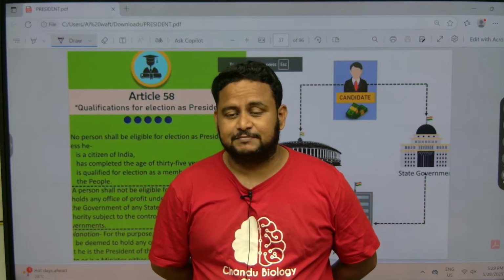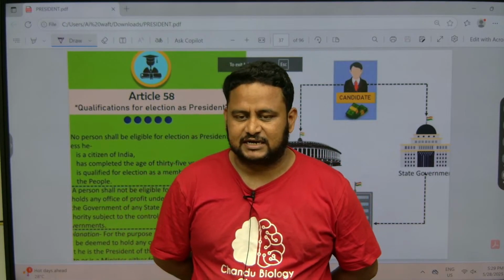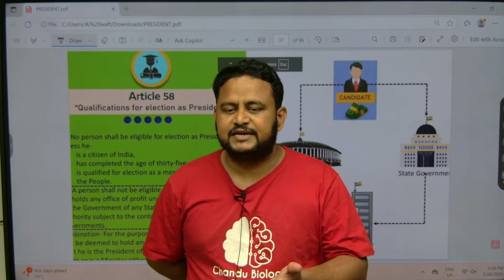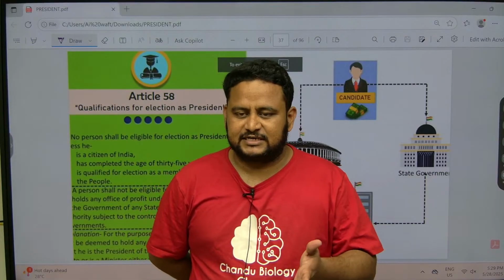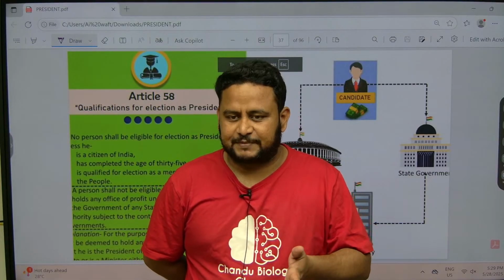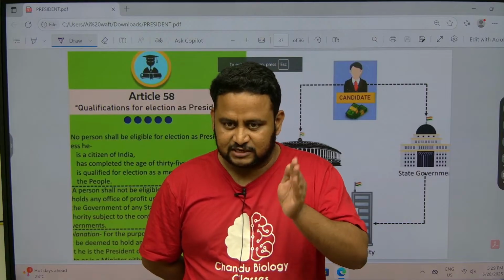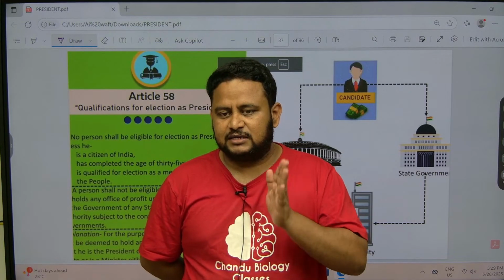How many times they can be re-elected, and also we learnt which article? In Article 53 we learnt about the union executive. The executive power will be exercised by the president, directly and also indirectly. Article 52 says that there should be a president. 53 is about the power of the union executive.